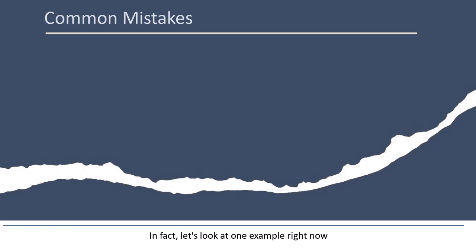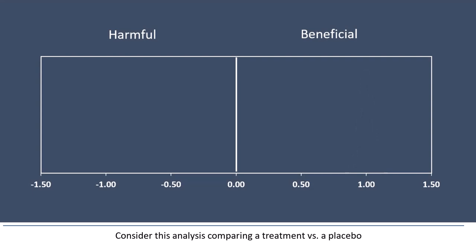Consider this analysis comparing a treatment versus a placebo. An effect size of zero means that the treatment had no effect. Anything to the right of zero indicates that the treatment is helpful, and anything to the left of zero indicates that the treatment is harmful. An effect size in this range would be considered trivial. An effect size in this range would be considered clinically useful but moderate. And an effect size in this range would be considered very useful.